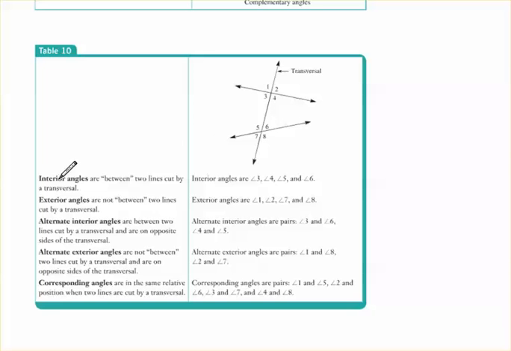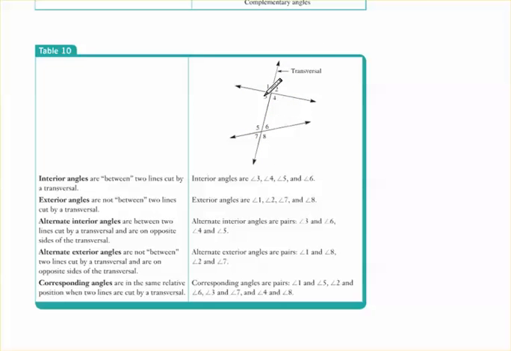First, the vocabulary is talking about interior angles, and those are between two lines cut by a transversal. So let me show you what that means. These are all interior angles. They're on the inside of the two lines. Exterior angles are not between the two lines. So our exterior angles would be like 1 and 2, 7 and 8. They're on the outside of the two lines.